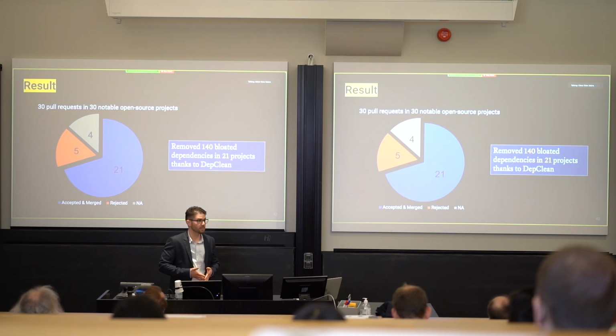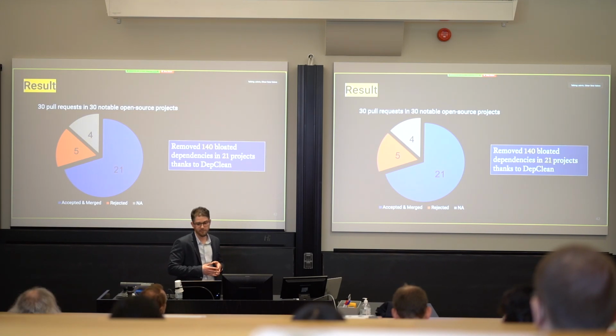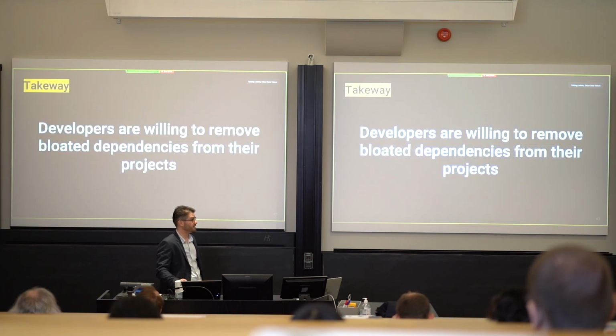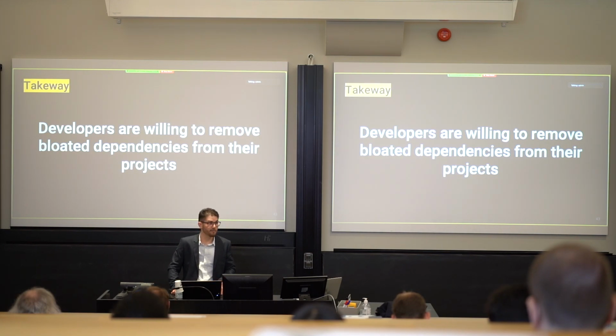And we received a positive response in 21 pull requests, which were accepted and merged. Only 5 were rejected, and for 4 pull requests we didn't receive a response. In total, we removed 140 bloated dependencies in 21 projects with debloating. So the takeaway from this experiment with developers is that they are actually willing to remove bloated dependencies from their projects.